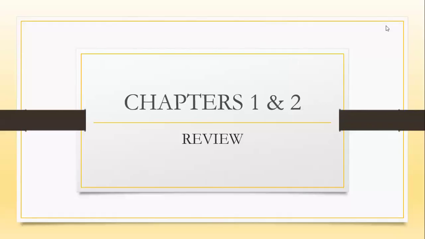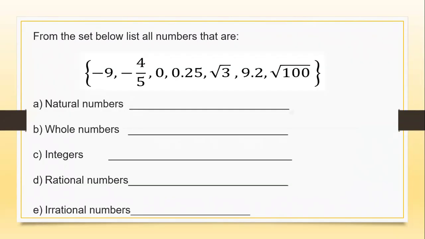Chapters 1 and 2 review. From the set below, list all numbers that are natural numbers. Our natural numbers are counting numbers. So looking at this list, the only counting number we have here would be the square root of 100, which is the same thing as 10.